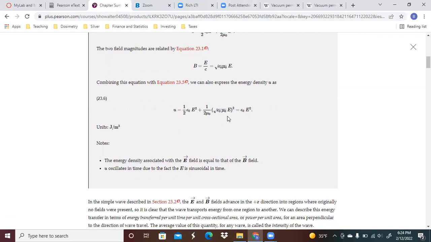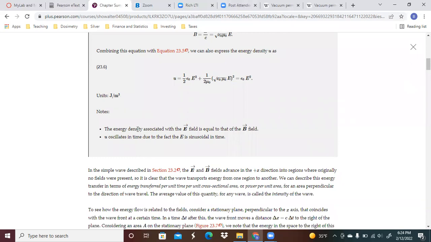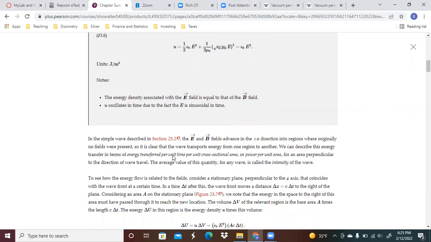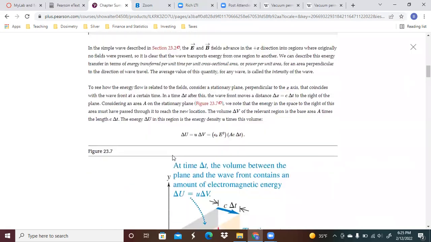As it turns out, you can express the energy density in terms of the electric field alone, since you can take the magnetic field and express it in terms of the electric field. So it makes it a little easier. The units, of course, are joules divided by volume, which in this case is meters cubed. The energy density associated with the electric field is equal to that of the magnetic field. And u oscillates in time due to the fact that E is sinusoidal, which would make sense.